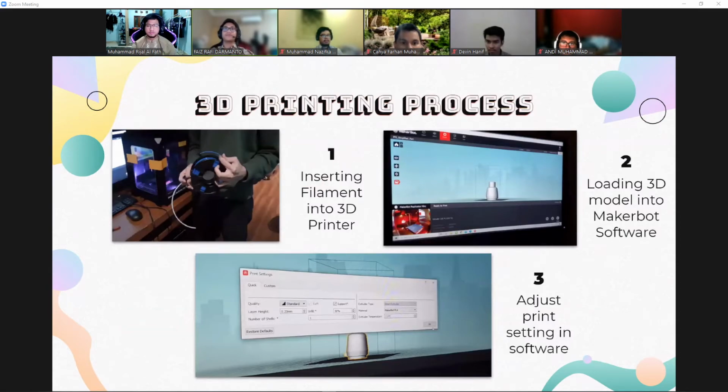For the 3D printing process, first we insert the filament into the 3D printer. The filament is the plastic that will then be used in creating the 3D product itself. Then, after that, we load the 3D model into the MakerBot software and we adjust the print settings in the software to our liking. The print settings may be the layer height or the support settings. Next.